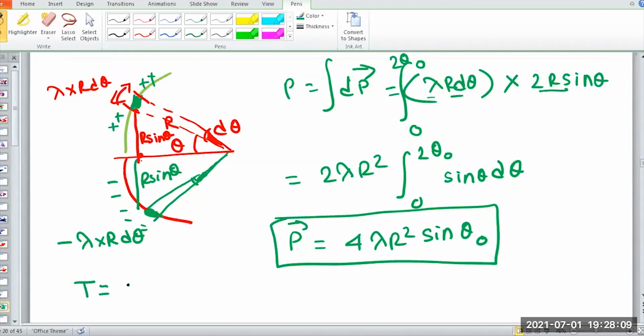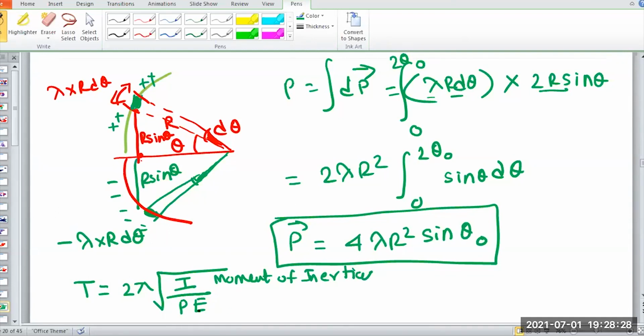Time period, second part of that question. So I am not giving you the explanation. I upon pE. I is not current, it is the moment of inertia of that disk. pE also is not potential energy, but dipole moment into electric field. So we have already found the dipole moment, we already know the electric field E, and the moment of inertia for the disk will be given as mr square. By putting all that, you can solve this question. Next.